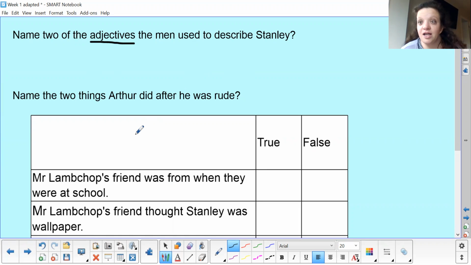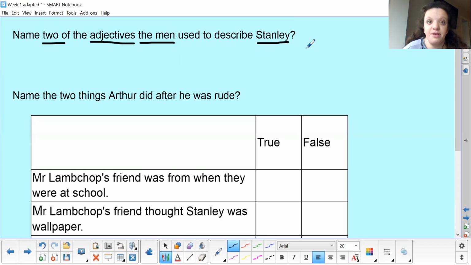So if I look out into my garden, I can see the green grass. My noun is the grass, my thing, but green is the adjective. It's describing it, and it doesn't have to be a colour. So I could say the long grass, or I could say the wet grass. So the adjective can describe it in any way. So we're looking for two of these adjectives that the men used. So who were the men in the story? Mr. Lambchop and his friend, because they're adults, they're men, and they're using it to describe Stanley.